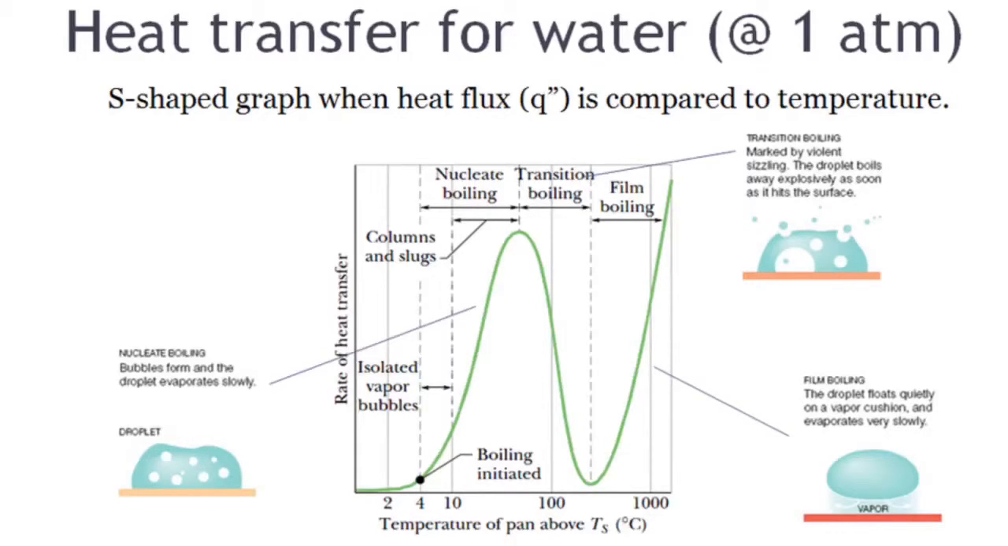which then comes to the point where we have the Leidenfrost effect at about 200 degrees Celsius above the boiling point of water, where the vapor layer forms between the water and the solid, and it has this hovering effect above the solid. And that's called film boiling.